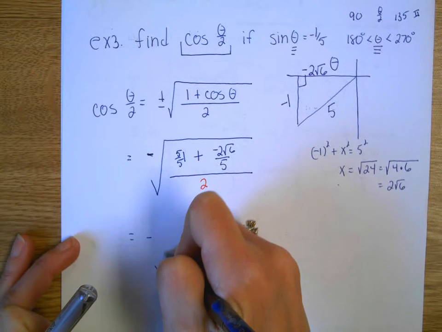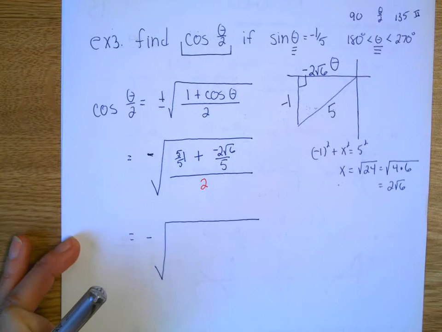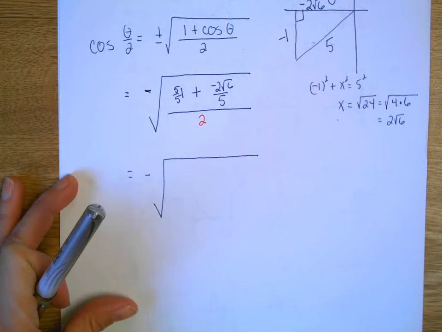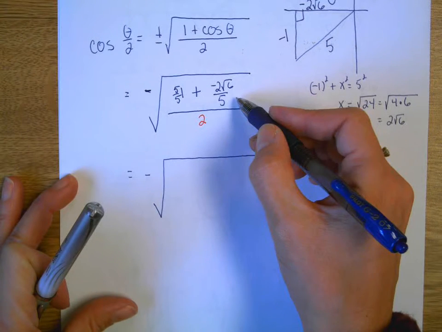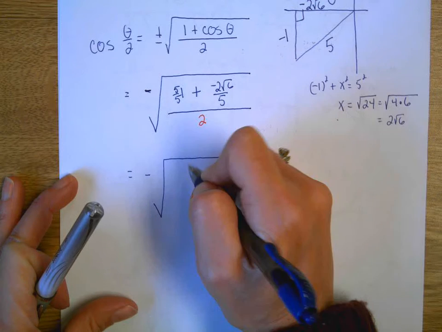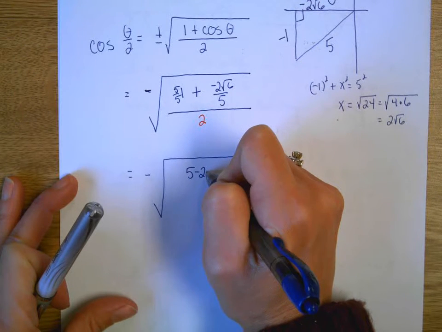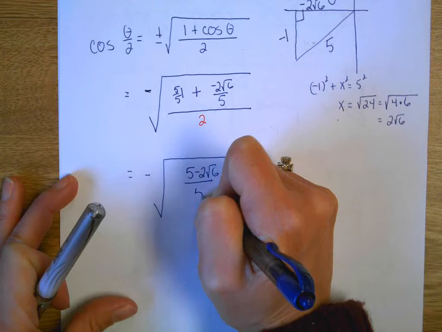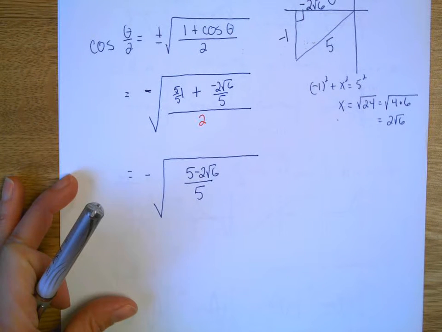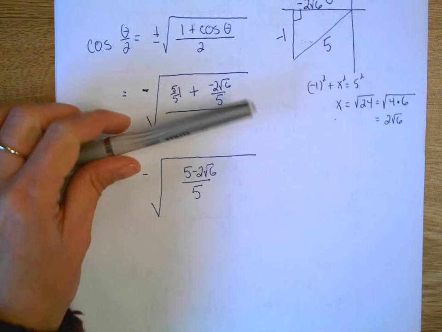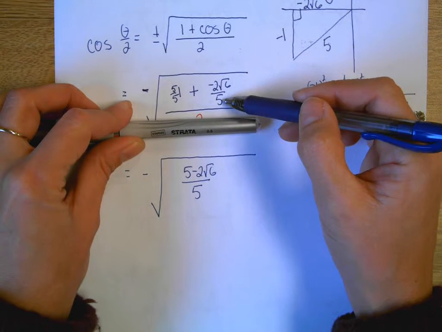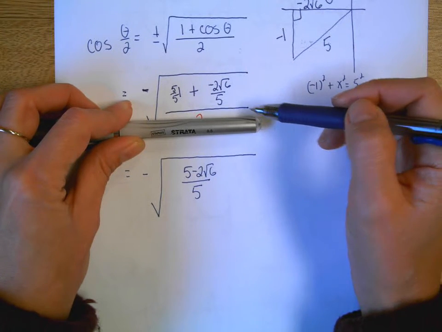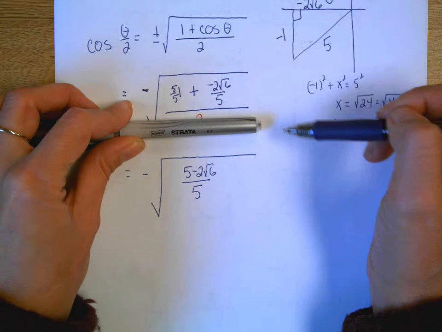So I'll have negative square root. Just the top, what's my fraction going to be in the top here? All I did was the top. I had 5 over 5 plus a negative 2 square root of 6 over 5. So I have a common denominator, so I just have to combine the numerators.